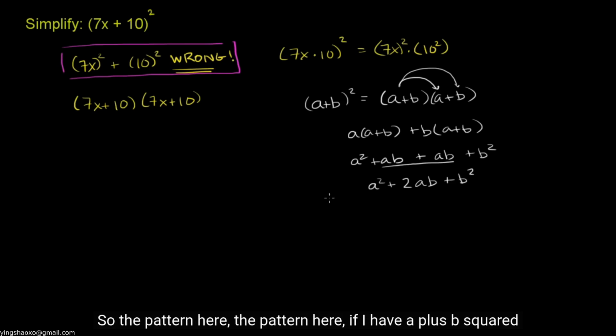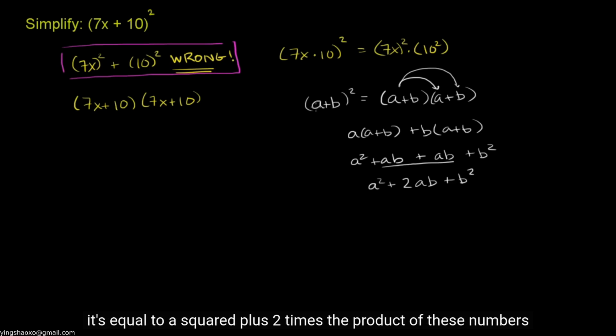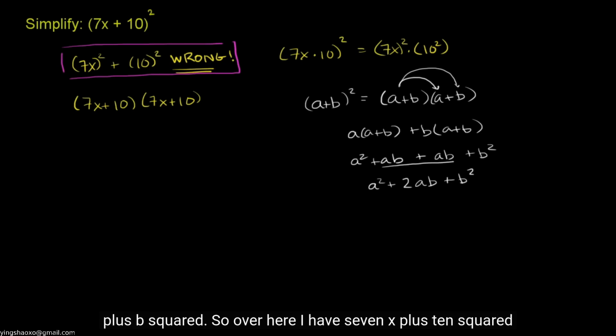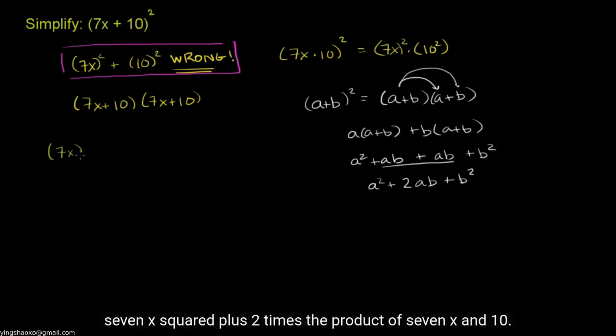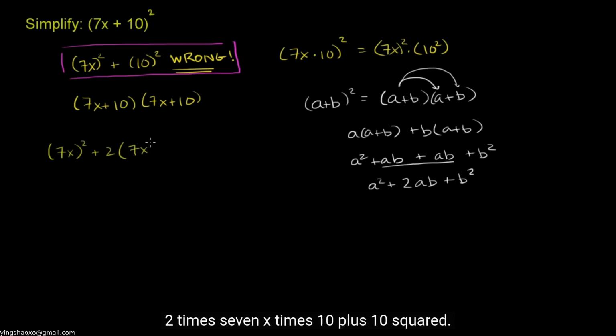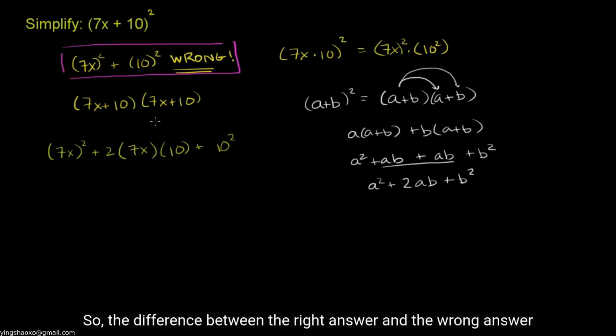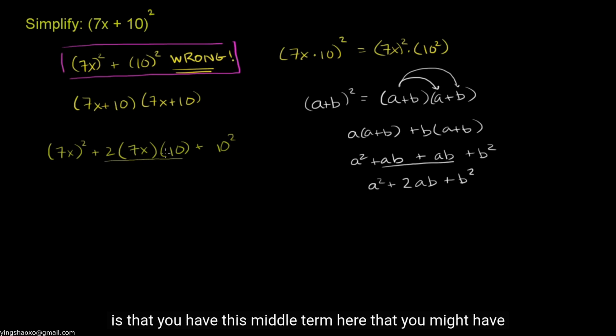So the pattern here, if I have a plus b squared, it's equal to a squared plus 2 times the product of these numbers plus b squared. So over here I have 7x plus 10 squared. So this is going to be equal to 7x squared plus 2 times the product of 7x and 10, 2 times 7x times 10, plus 10 squared. So the difference between the right answer and the wrong answer is that you have this middle term here that you might have forgotten about if you did it this way.